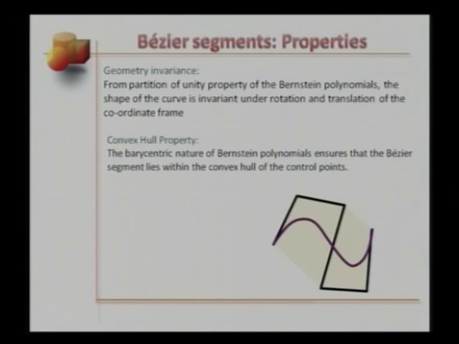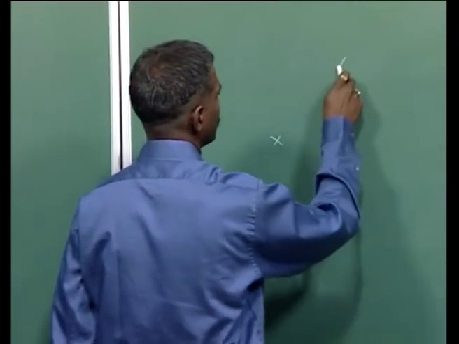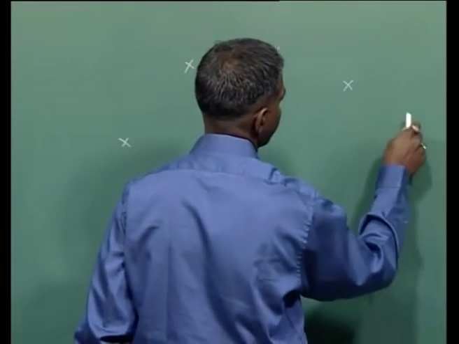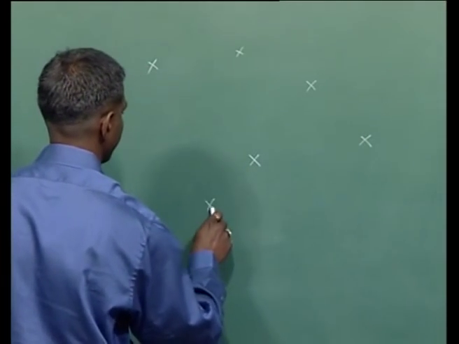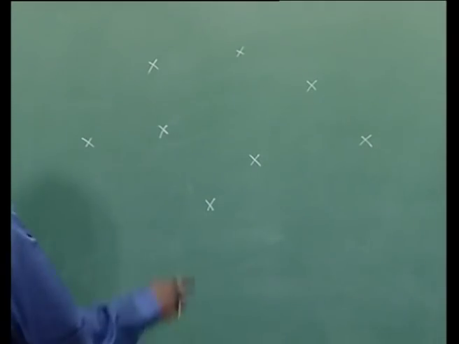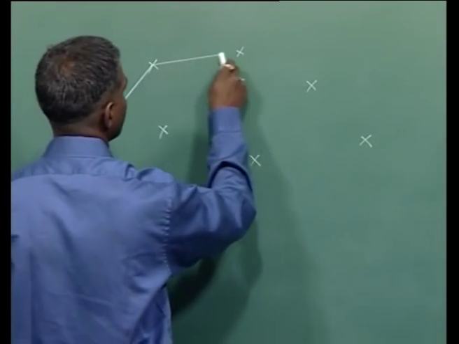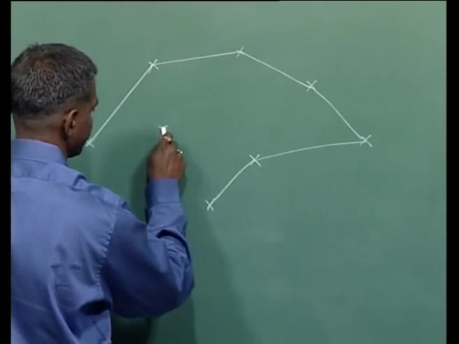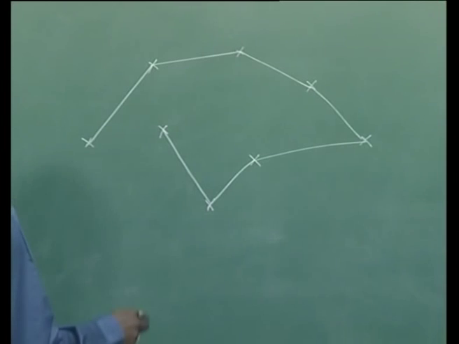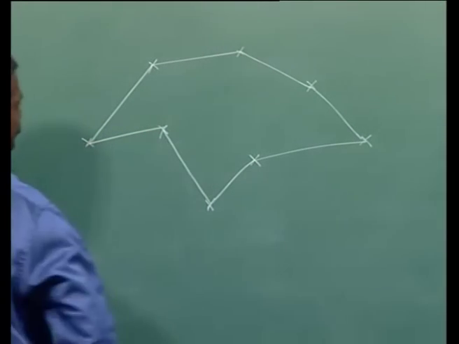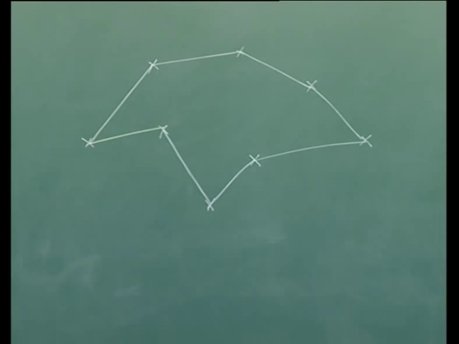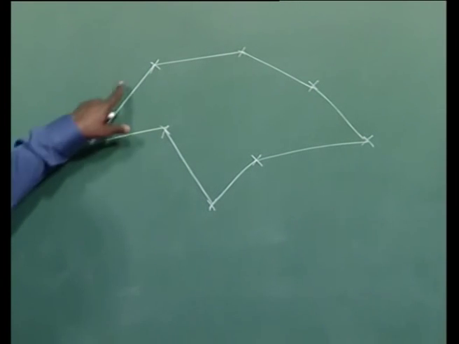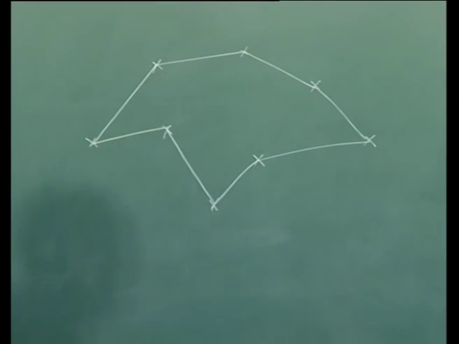Let me explain how to draw the convex hull for a given set of data points. I start with first specifying the design points. Let's say this is my control polyline. Let me close the loop here. And let me pose this question to you. Is this the convex hull for these data points specified?